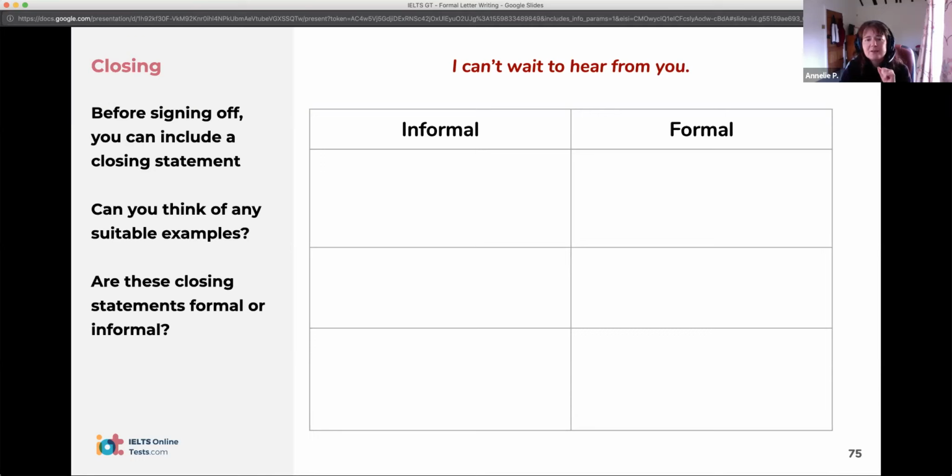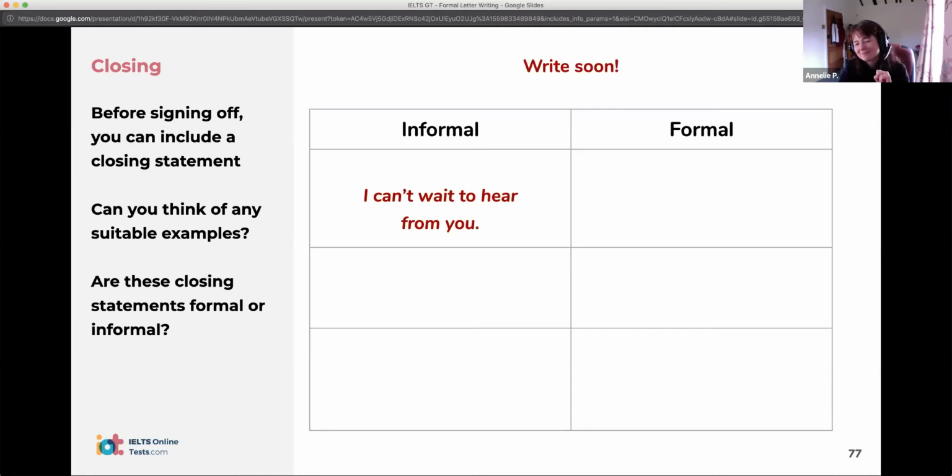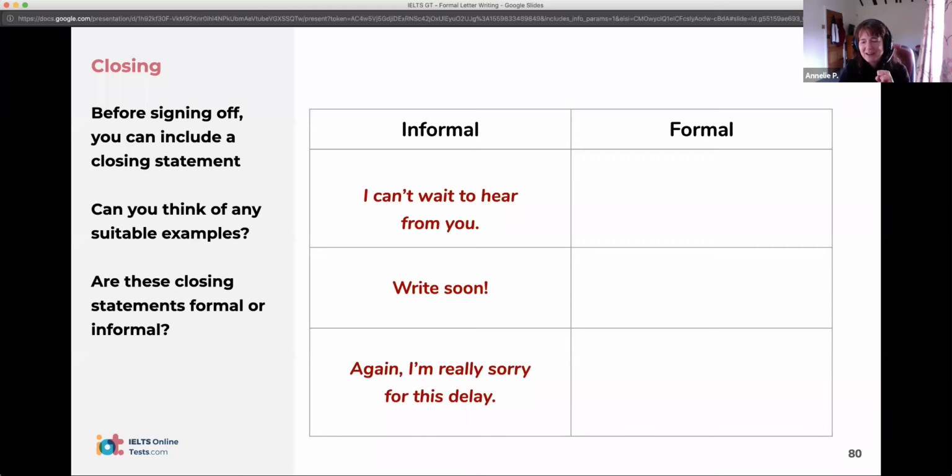Okay, yeah, definitely informal. How about the next one? Right soon. Okay, also informal. And okay, again, I'm really sorry for this delay. Okay, good. Yeah, so a bit of a cheat there because they were all informal, but you got that.